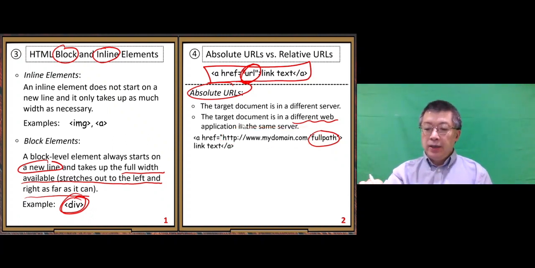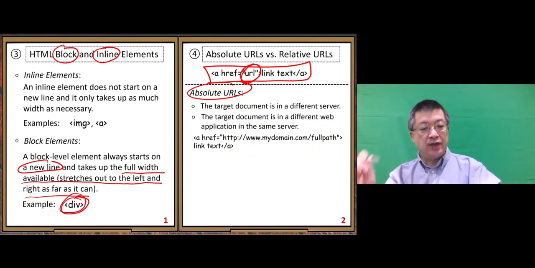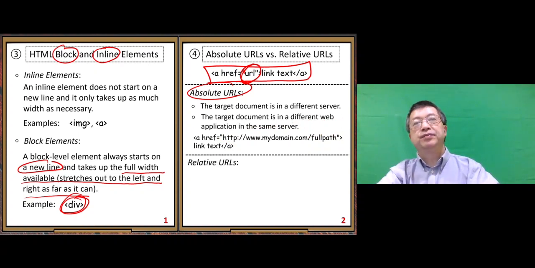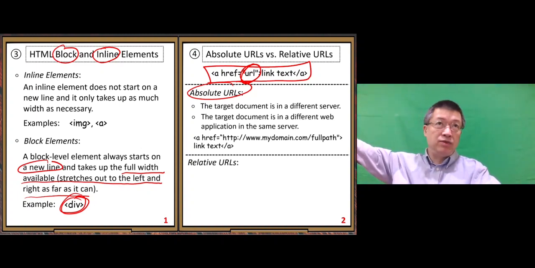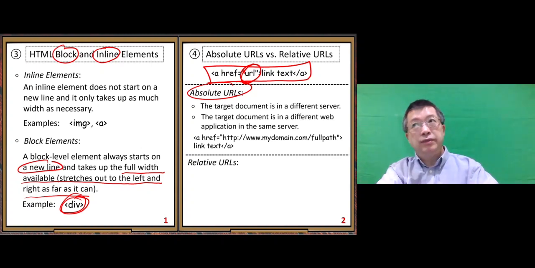Next, let's look at relative URLs. Sometimes we have a better way than absolute URLs. Although you can always use absolute URLs for any resource, that may not be the best way. In some situations, relative URLs are simpler and easier to use than absolute URLs.